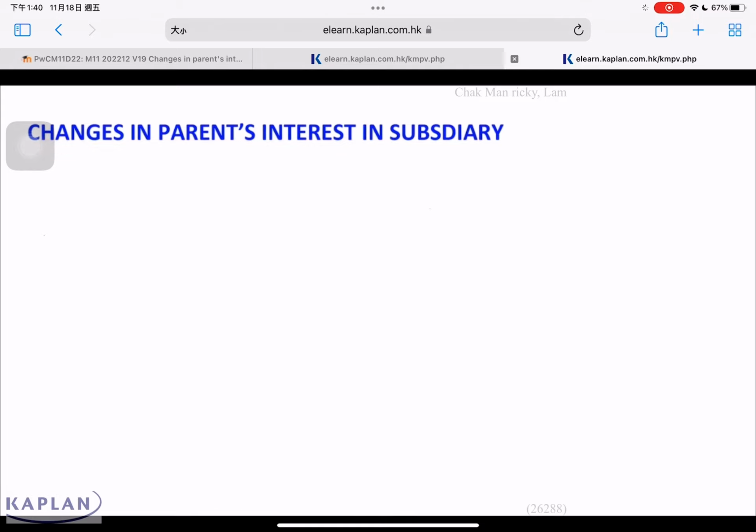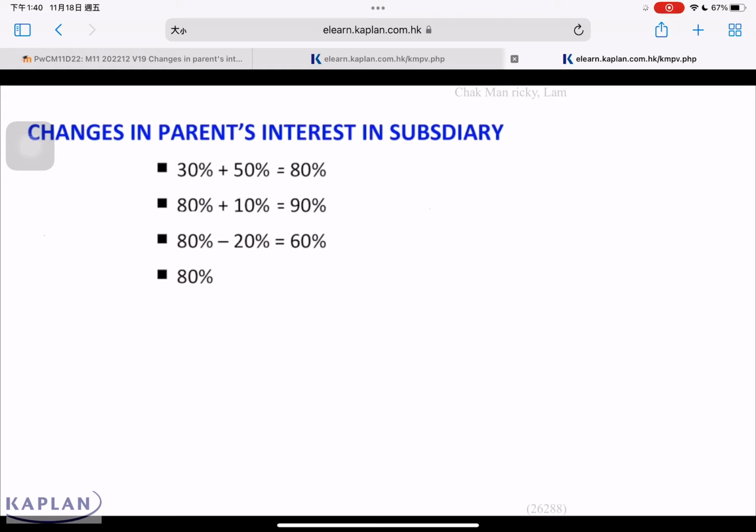Take for example, before that we have 30%, we increase 50% to 80%. Another type of change may be from 80% plus 10% equals 90%. The third type of change may be 80% minus 20% equals 60%. And the last type of change, 80% minus 55% equals 25%.